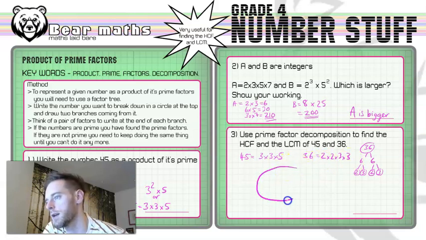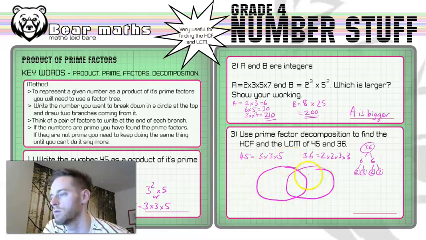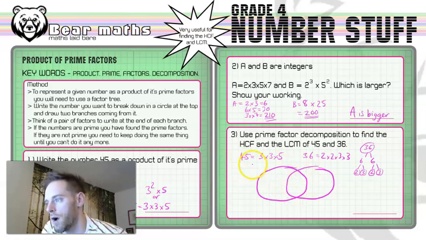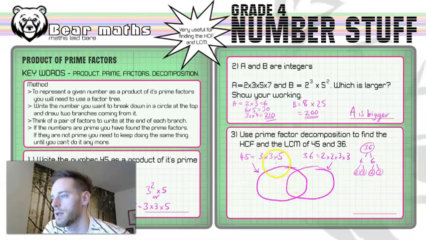It doesn't really matter. Now, this is a Venn diagram. Okay, so 2 circles, or 2 ovals, 2 shapes, it doesn't really matter what shapes they are. 45 is represented by this circle, and 36 is represented by this circle. Now I'm going to put the prime factors that are in common. So I've got a 3 there and a 3 there. So that's one 3 that goes in the middle. And then I've got a 3 there and another 3 there. So that's another 3 that goes in the middle. And there's nothing else that goes in the middle.